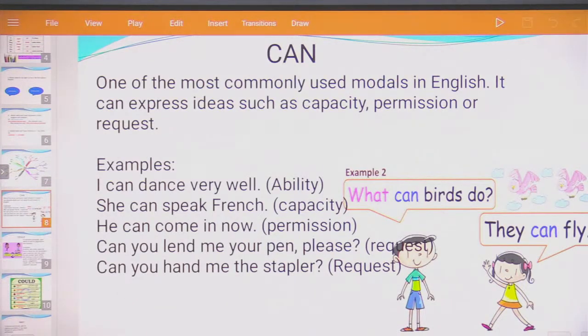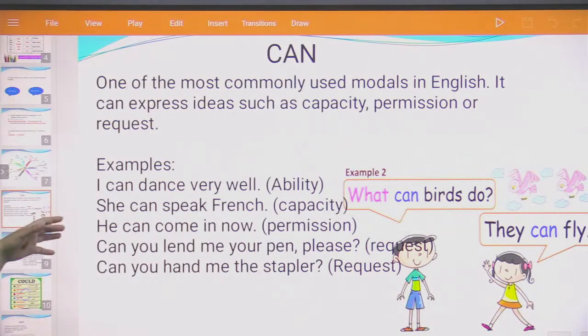Alright, so this is the first modal verb, student. We'll start here. Okay, we'll begin with can, student. Now what is the purpose of can? It is written here, one of the most commonly used modals in English. It can express ideas such as capacity, permission, request, ability. Okay, these are the purposes, these are the features of this modal can. We can use it when we are showing capacity, permission, request or ability of someone or something.